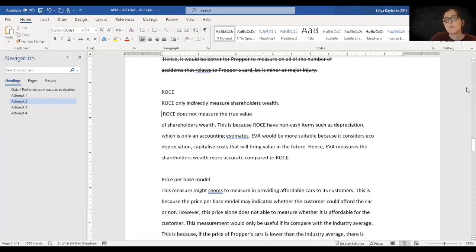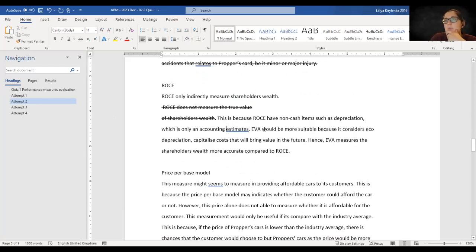Okay, return capital employed does not measure true value of shareholders' wealth. That is the complete repetition of whatever you have just said. So this is the sentence that steals your ability to attempt the last question in your exam. This is because return capital employed has non-cash items such as depreciation, which is only accounting estimates. Okay, so here you just state that it has depreciation, but you need to explain why it is bad. It is bad because ultimately shareholders care about dividends, and dividends can be paid only if the company has cash.